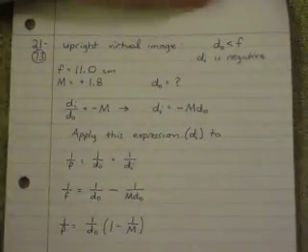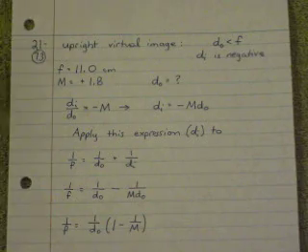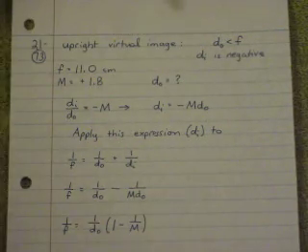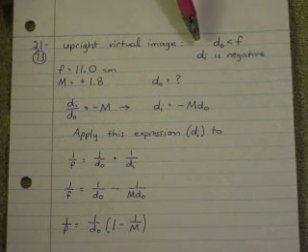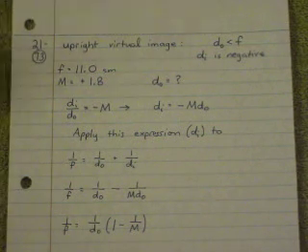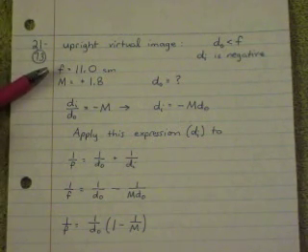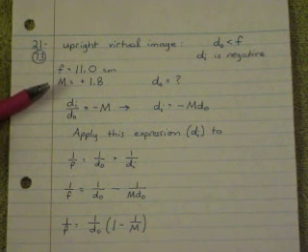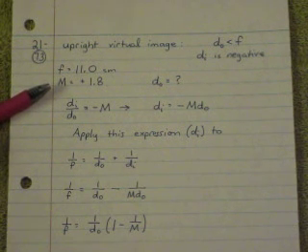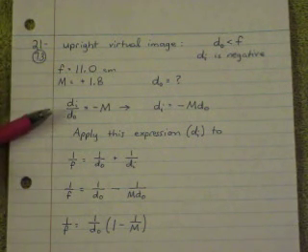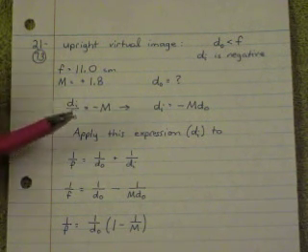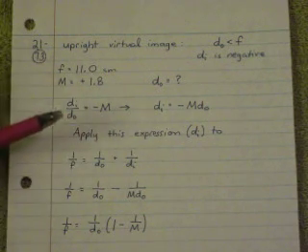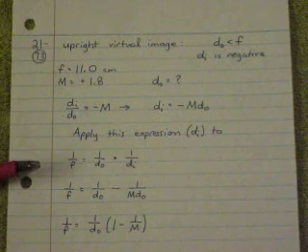An upright virtual image. Look back on the chart in the book of the different cases, and it's the case where the object distance is closer than the focal point. di in that case is going to be negative. Our numbers we can start with are f equals 11 centimeters and m equals positive 1.8, positive because it's upright. So to solve for do, we have this equation right here that di over do is the negative of magnification. So let's solve for di. It's negative m do. And plug that into the thin lens equation.